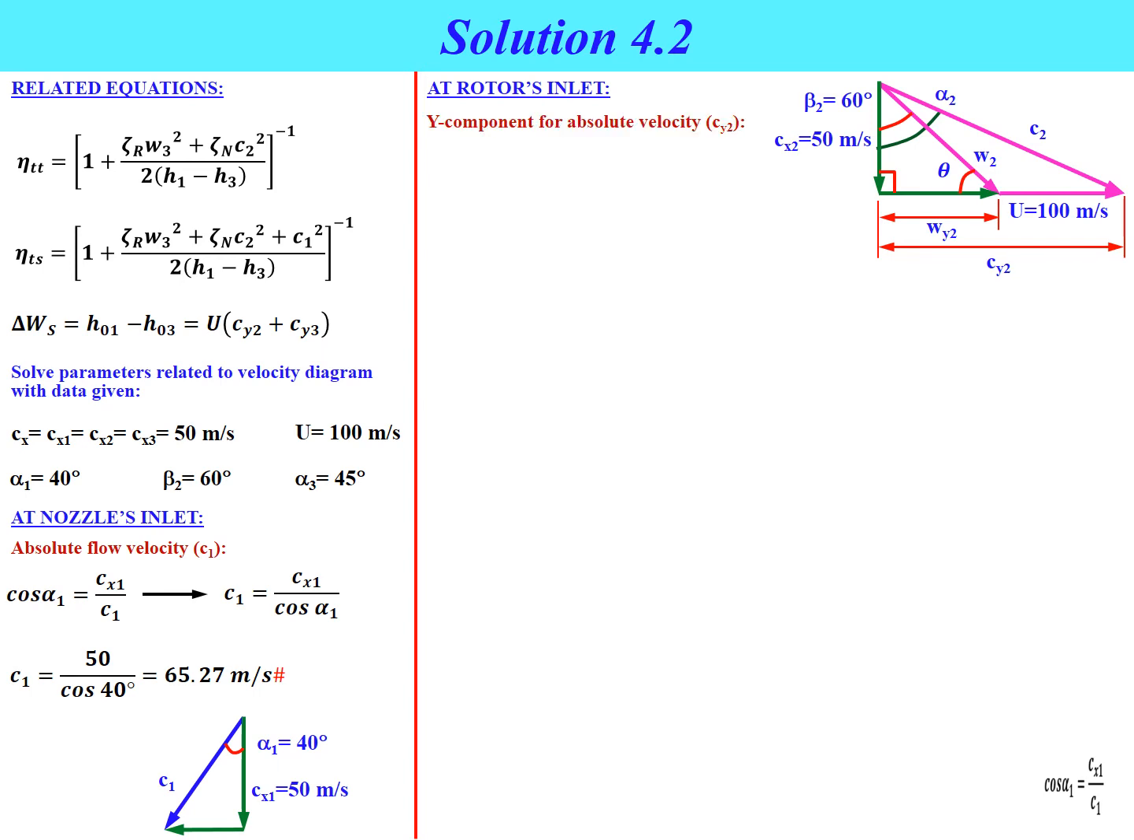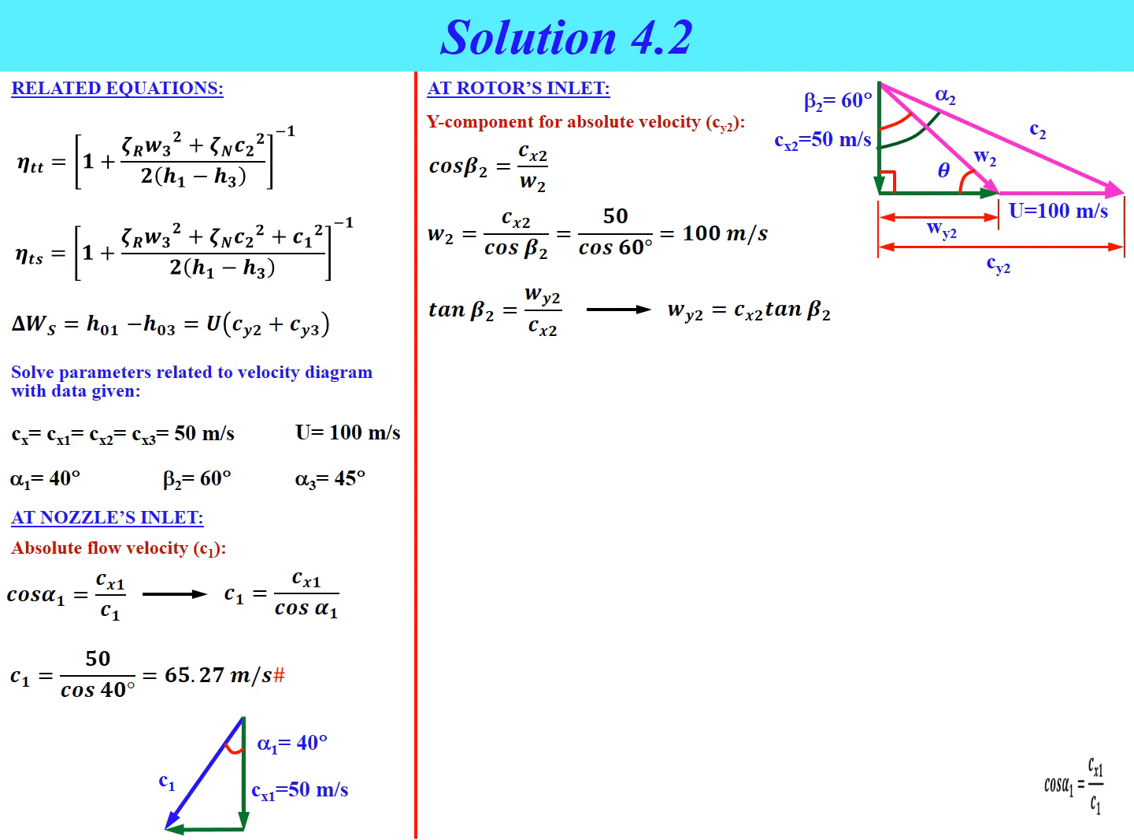and also total to static efficiency. So first we want to determine the y component of the absolute velocity, Cy2, by referring to the trigonometry formula. Cos beta 2 will be equal to Cx2 divided by W2, and from the equation we will get the value for W2, the relative velocity at the inlet of the rotor, which is equal to 100 meter per second. And tangent beta 2 equal to Wy2 divided by Cx2. So we can determine the Wy2 value, where Wy2 equal to 86.60 meter per second.